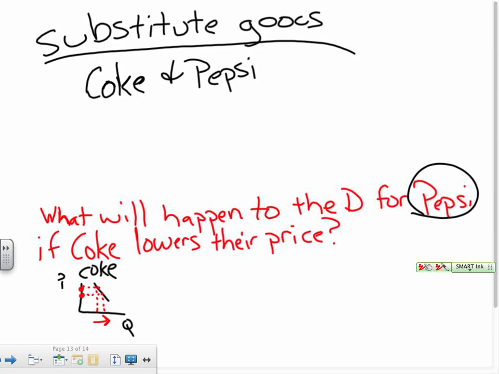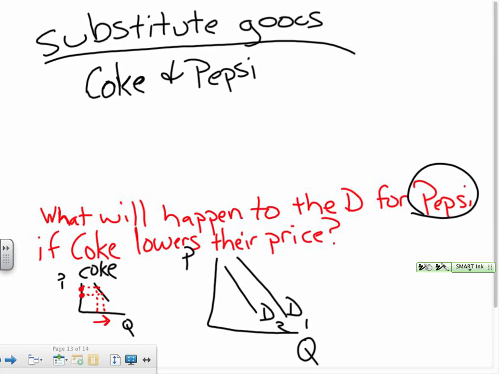Well, Pepsi didn't change their price, but their demand is still going to change, which means that if more people are going out and buying Coke, the demand for Pepsi is going to decrease, which looks like that. So even at the same price, fewer people will go out and buy that Pepsi because Coke lowered their prices.